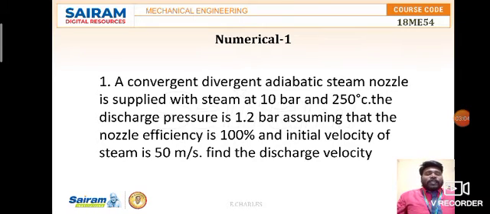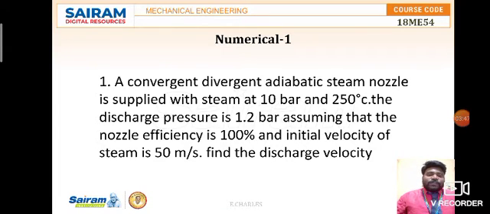The steam nozzle is supplied with steam at 10 bar pressure. Here the initial pressure is given, high pressure at 10 bar, and the initial temperature is also given, 250 degrees Celsius. So this is the condition of the steam entering the nozzle. Now the discharge pressure is 1.2 bar, at the end of the turbine. The pressure drops from 10 bar to 1.2 bar, assuming that the nozzle efficiency is 100%.